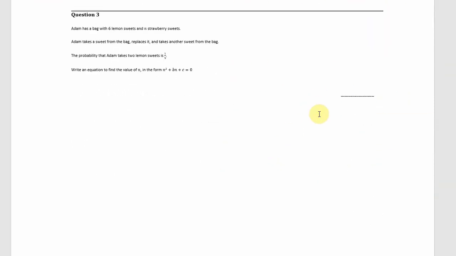Okay, question 3. Adam has a bag of 6 lemon sweets and n strawberry sweets. So lemon is 6, strawberry is n, so then the total must be 6 plus n. Adam takes a sweet from the bag, sticks it back. I don't know why he wouldn't eat it, what's the point of picking out a sweet? And then he takes out another sweet. The probability that Adam takes 2 lemon sweets is a 9th.